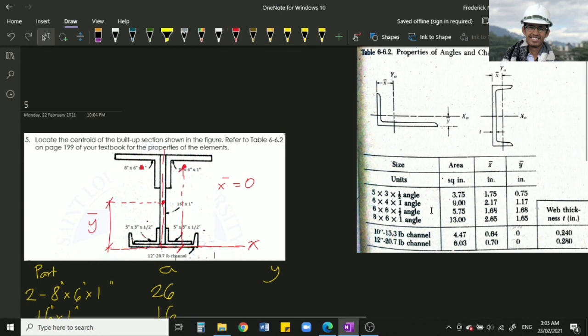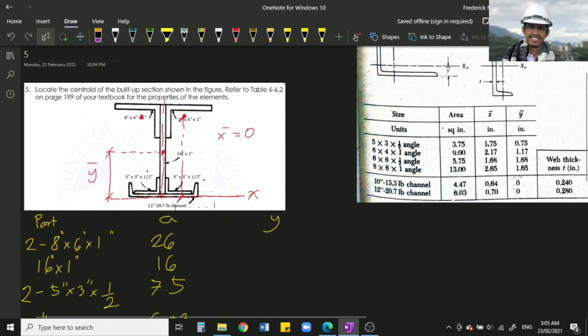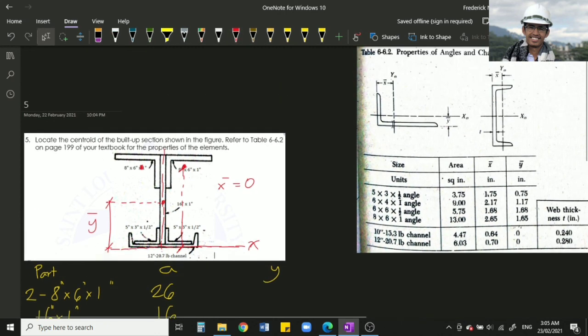So yung bar y nung ating 8 by 6 by 1 angle is 1.65, no? So kunin mo na yung 1.65 na yon, no? So kung ganito yung orientation ng angle bar natin, so yung bar y niya is 1.65 dito banda. Ito yung 1.65 niya, no? Y is equal to 1.65. So ganun din dito, no? Dito yung reference ng kanyang axis, no? So ito is 1.65.